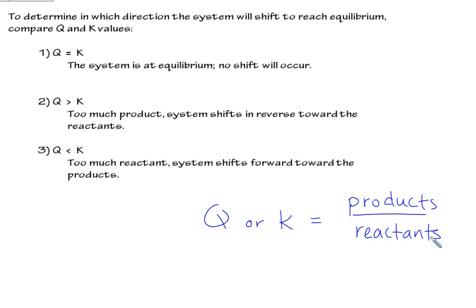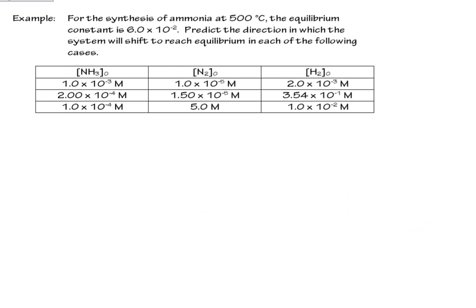What if Q is too small? If Q is less than K? Well, now I need more products. More products, less reactants. If I'm shifting toward the products, we're shifting in a forward direction. Oh, okay, so this Q is a good thing. It lets us compare Q to K and predict the direction of the shift if we're not already at equilibrium. Let's try a few. This is super easy.